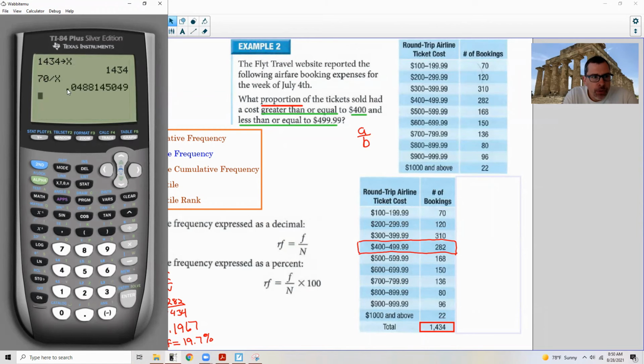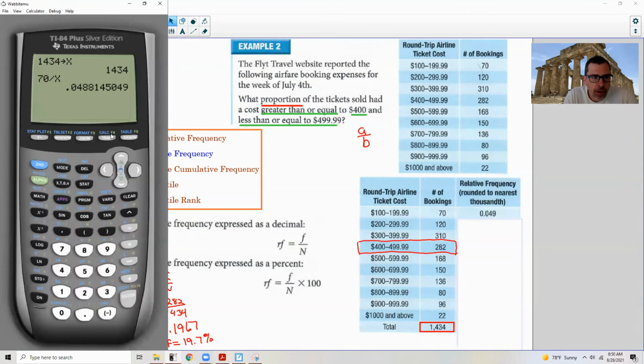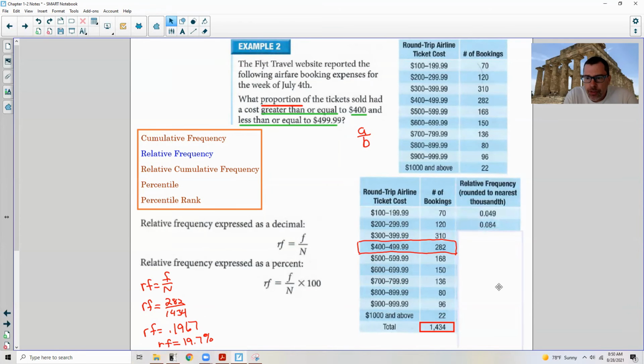And now you have 0.048, which is 0.049 rounded to the 1000th position, 3 decimal places. So you always look at the 4th place. If that is 5 or greater, this rounds up, making that a 9. So I just keep doing that. 120 divided by X, enter, and I got 0.08336. The 6 makes this 3 a 4, so it's 0.084. And that process is just going to continue for the entire table, and there you have it.